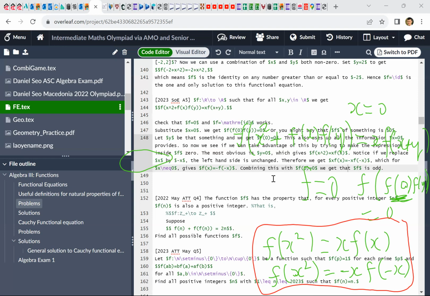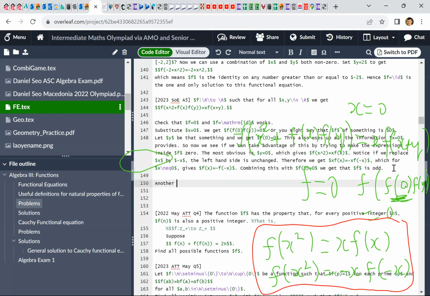Okay, so what, Charlotte? Yeah. Okay, so that's another way to get 0. So you're saying y equals minus x? Yes.